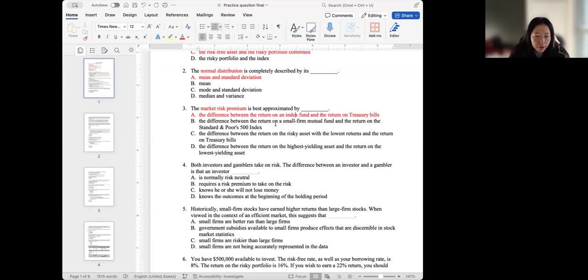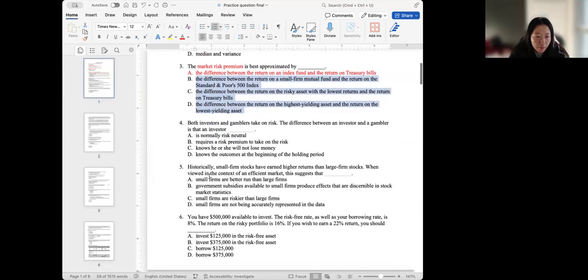And then others, I saw returns on small firm mutual fund is not a market return, and return on risky asset is not a market return. Return on highest yielding asset is not market return. So none of the following options are correct.